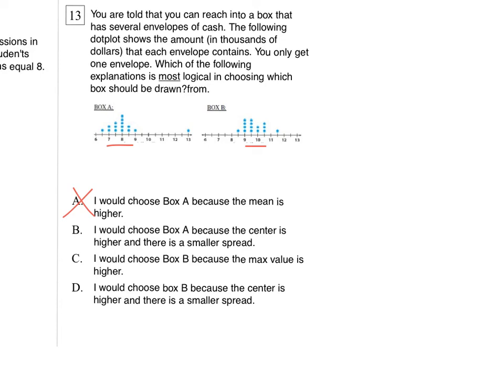I would choose box A because the center is higher. Again, the center is really not higher. I've highlighted that the center is actually lower on box A. I would choose box B because the max value is higher. That's actually inaccurate. You can see that this one right here does have the bigger max on box A. But I can choose box B here because the center is higher and it has a smaller spread, definitely. So all the numbers are kind of concentrated further to the right.